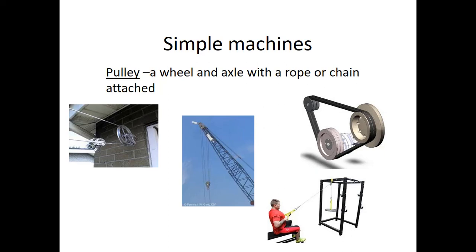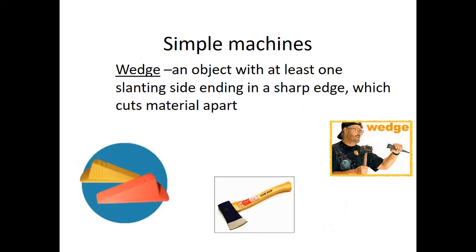And our final simple machine is a wedge, which is just a movable inclined plane. So a wedge has the same idea as an inclined plane, except now you can move it and put it where you want it. And it, again, makes things a lot easier. So those are the simple machines.